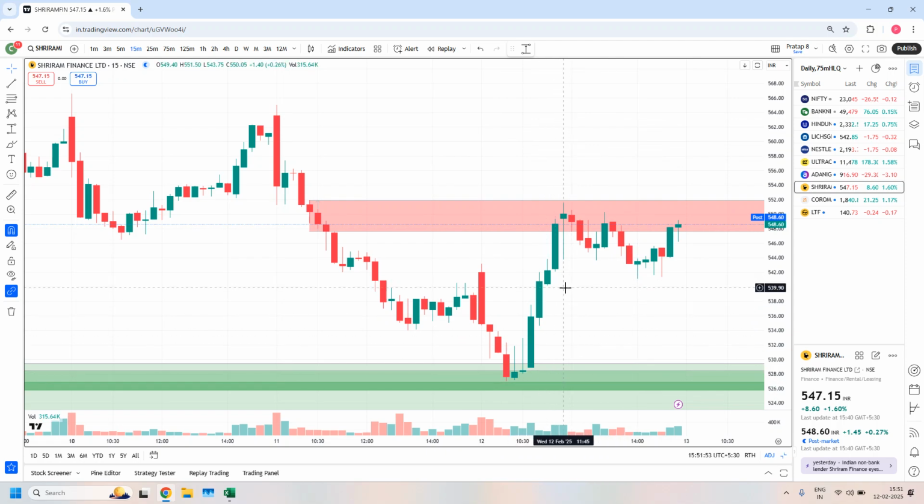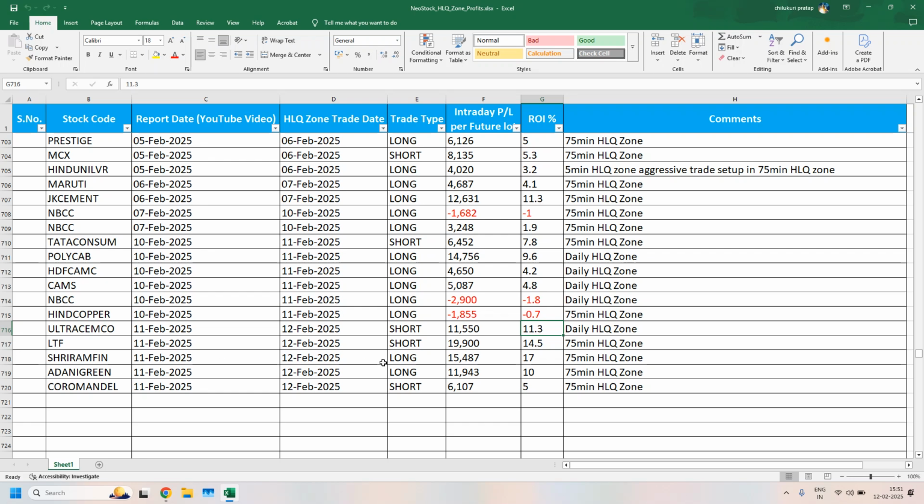And how much profit has it given? Shriram Finance has given 15,487 rupees profit, which is 17% ROI, because the futures margin cost is very low. I think this stock's margin cost is around 1 lakh. That's it. So you got excellent ROI. If you would have purchased 2 futures with 2 lakhs, maybe you would have got 30,000 plus profit, maybe around 31,000 rupees.